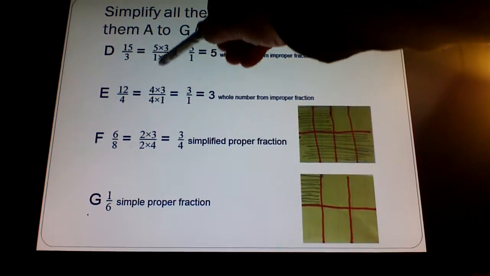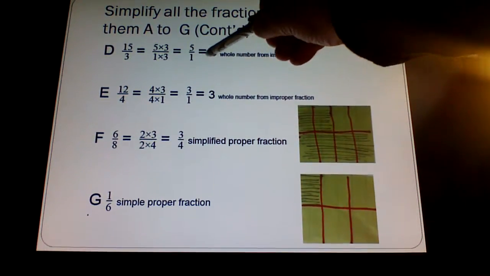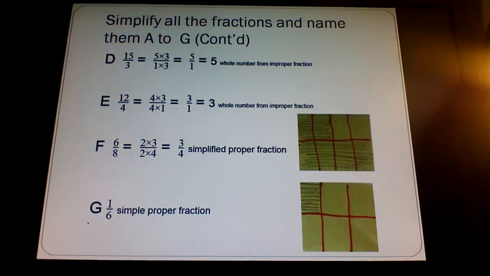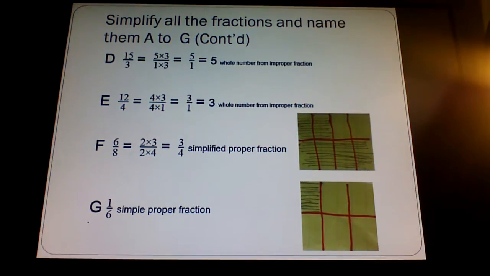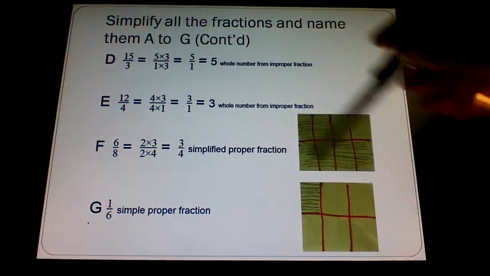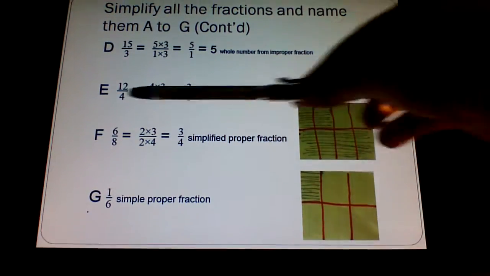The next fraction was 15/3, which we named D. 15/3 has a common factor of 3, which results in 5/1, which is equivalent to 5, a whole number from an improper fraction. This is easy to plot on a number line. Next is E.